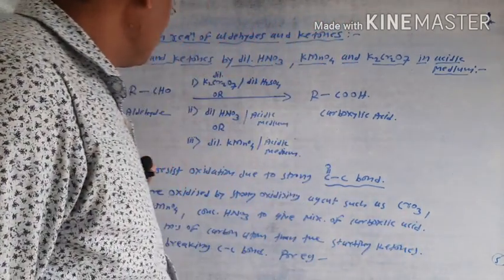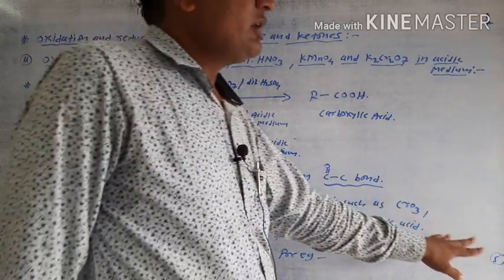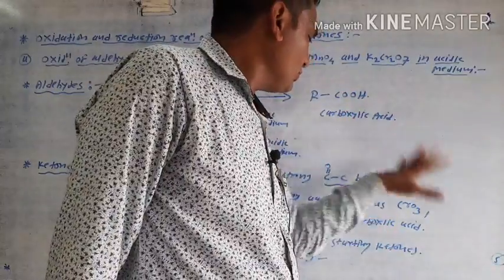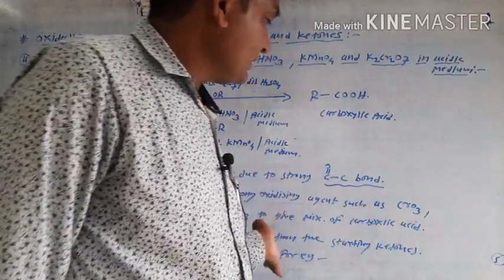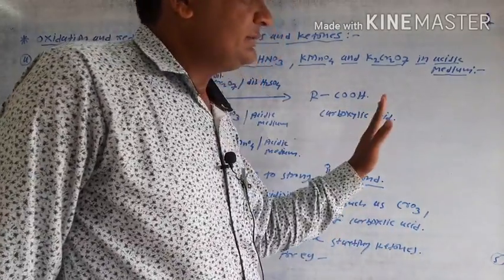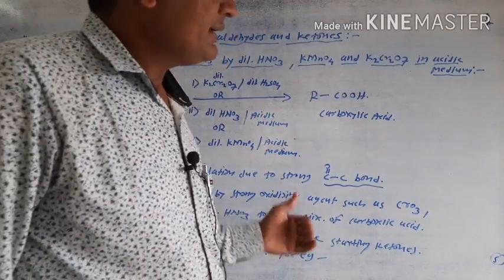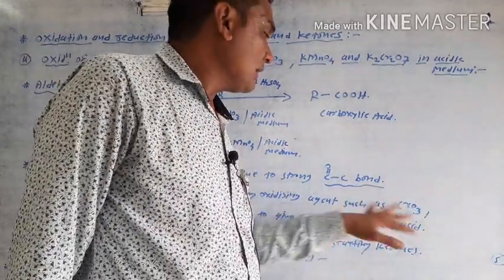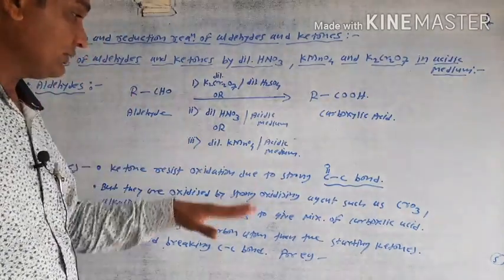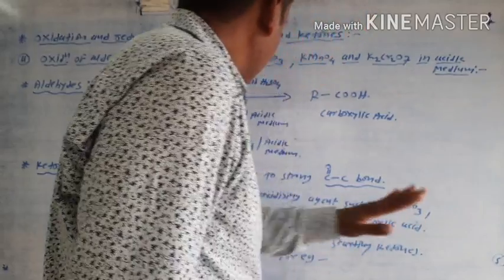Suppose the starting ketone contains 3 carbons, then it gives a mixture of 2 carboxylic acids. One is a 1-carbon carboxylic acid, and the other is a 2-carbon carboxylic acid. After the reaction of the ketone, this gives a mixture of carboxylic acids.